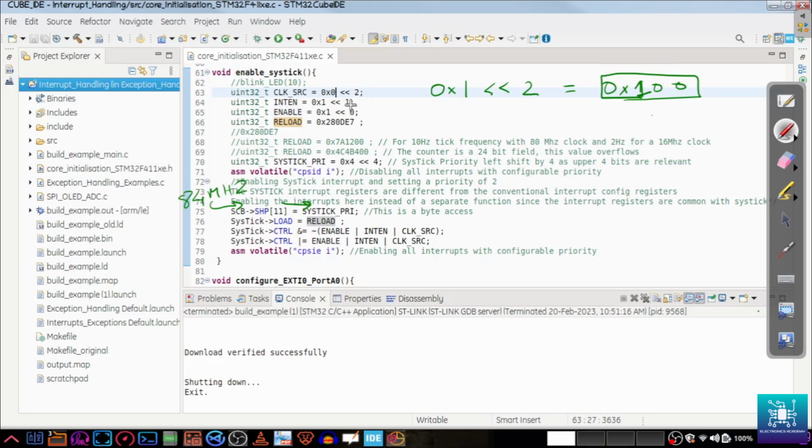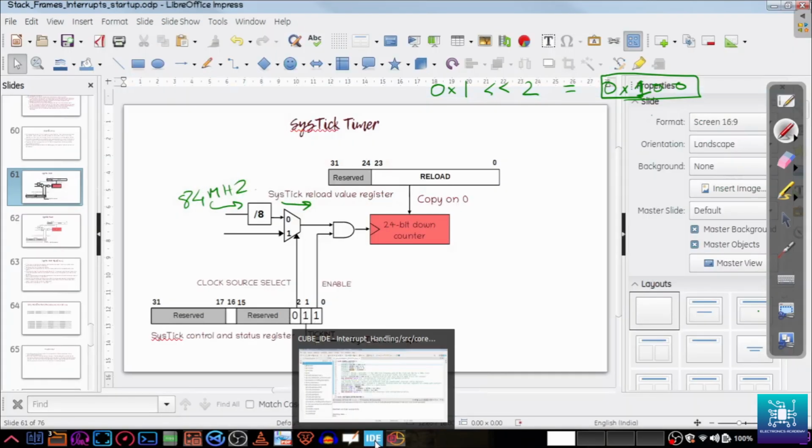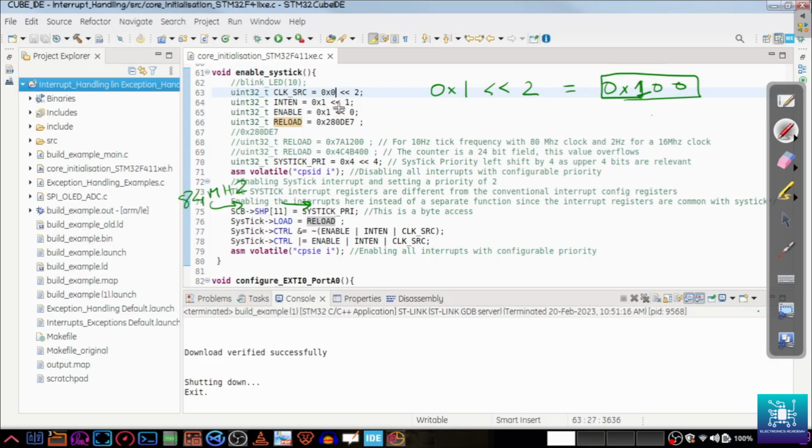Similarly, interrupt enable is at bit number 1, as you can see from here. So interrupt enable is at bit number 1. So we are moving that bit to the first position, and enable is 1 moved by 0, that is it is in the 0th position. So it conveys which position the bit is in by writing it using the left shift operator. And then we have seen this reload value from our previous session.